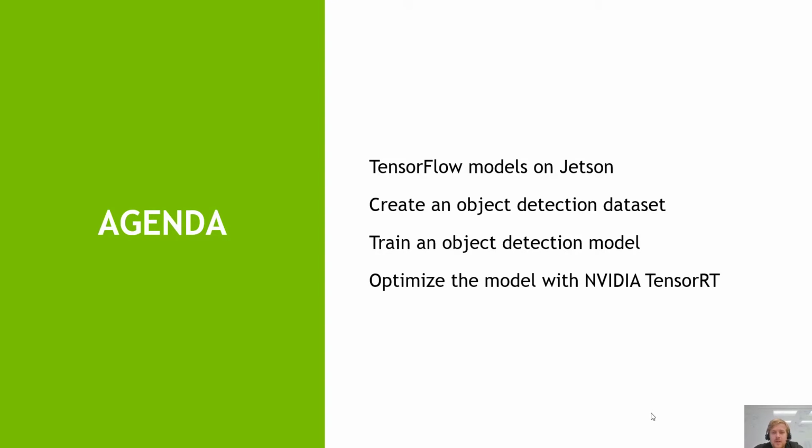So the first thing we're going to cover in this webinar is the TensorFlow models repository and the subset of that we'll be using to accelerate for use on Jetson. This includes image classification and object detection. Then we're not going to go through both workflows because they're pretty similar. So we're just going to cover creating an object detection data set.